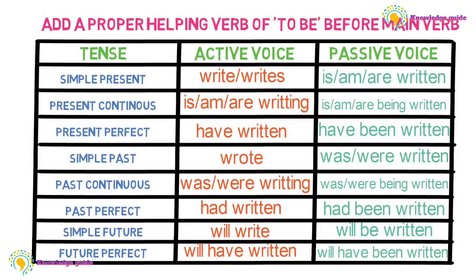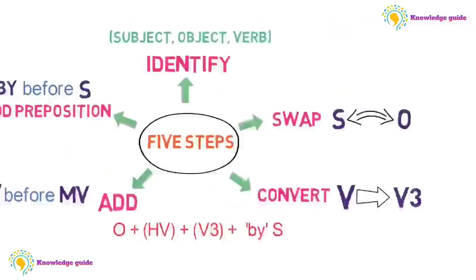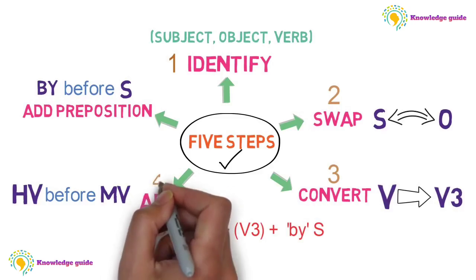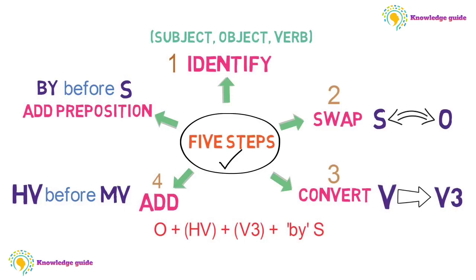Now let us revise whatever we have learned from the beginning in this video. We defined the 5-step formula to convert any active voice to the passive voice. Firstly, identifying subject, object and the verb of the sentence. Then, secondly, we swapped the subject and the object in each other's place. Third, we converted the main verb to the third form of the verb. And fourth, we added a helping verb before the main verb. And the last, we added a suitable preposition before the subject to make it complete.